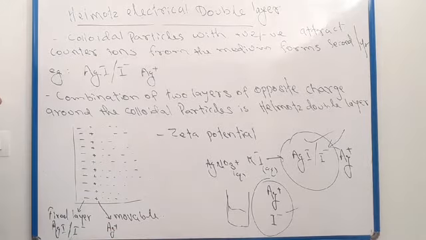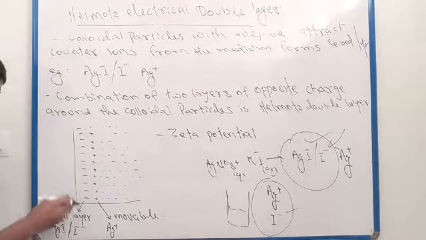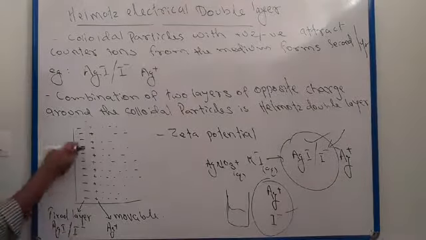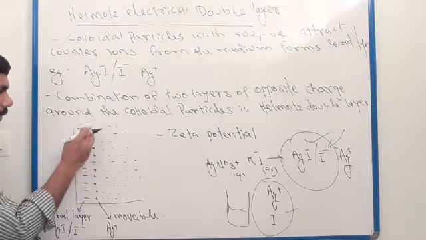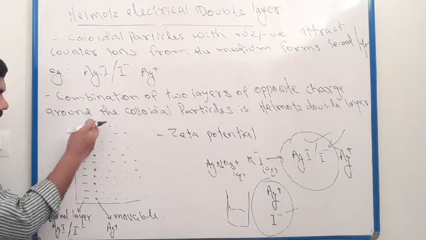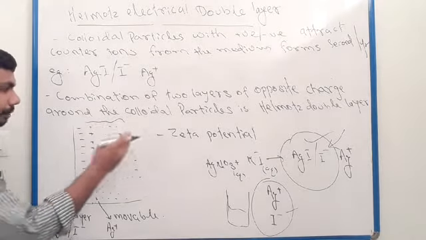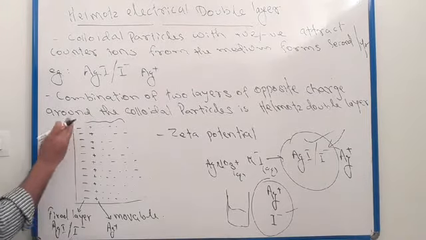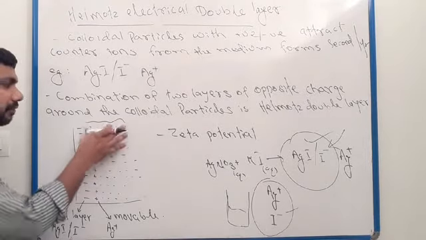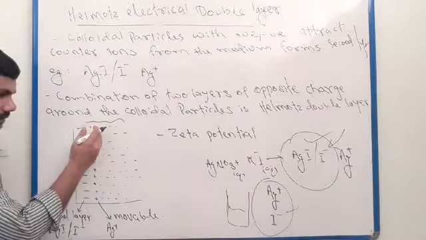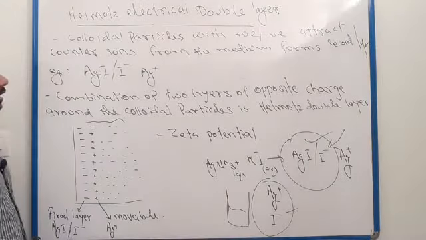Also look here, this is the fixed layer, the actual colloidal particle, the negatively charged colloidal particle. Here it will attract its counter ions Ag plus. This is Ag plus, next here it will be I minus, again Ag plus. From here, this part is fixed, it cannot move, it is a colloidal particle. But this one can move. So we say this is the diffused layer, this is the fixed layer, and this is the movable part. Fixed layer and diffused layer.